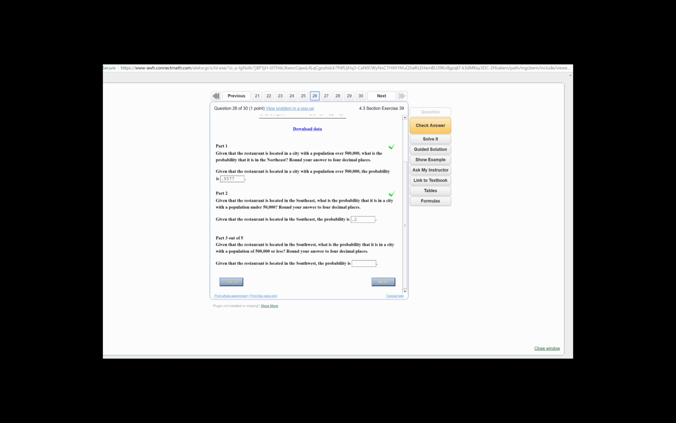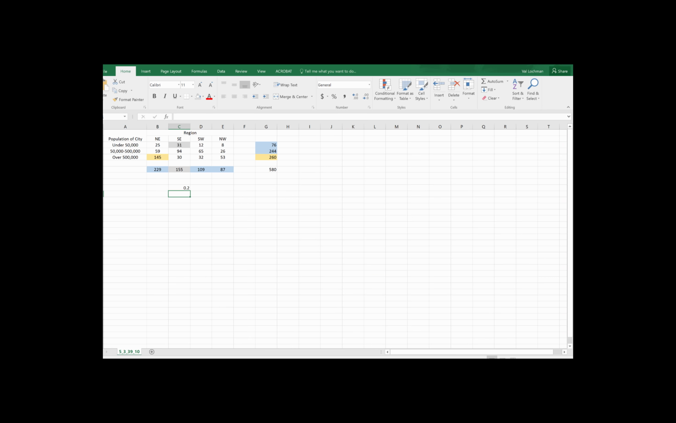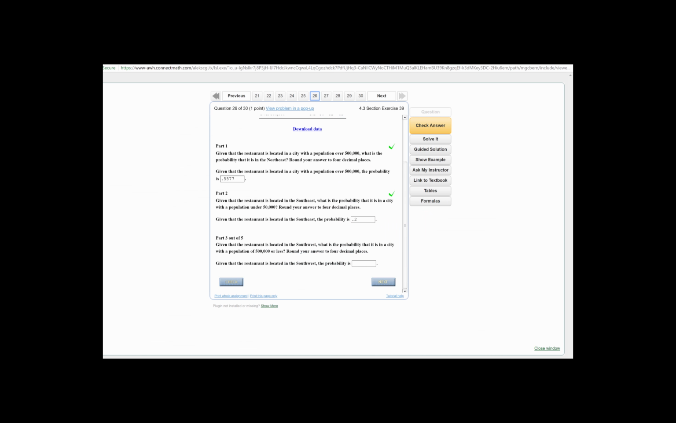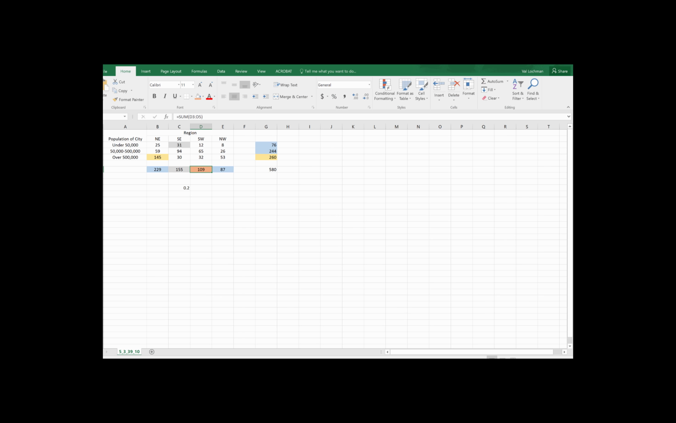Given that the restaurant is located in southwest, I'm gonna go to my southwest. This is the guy that I'll be dealing with. Southwest. 109 is gonna go in the denominator. Now this is my sample space, not 580. Okay, what do they want? What is the probability that it is in a city with population of 500,000 or less? 500,000 or less. That's these two numbers, right?